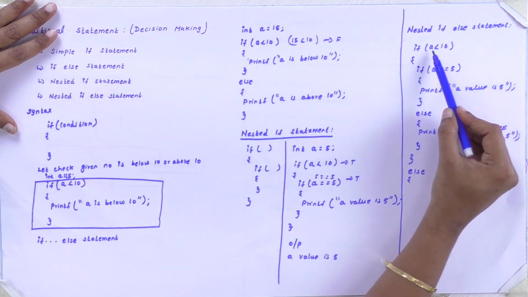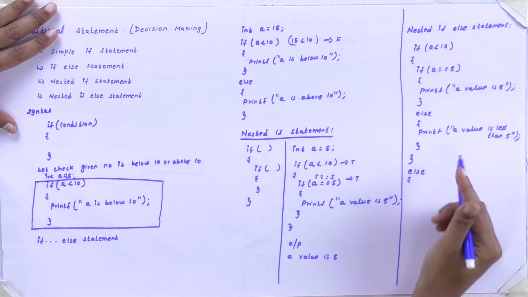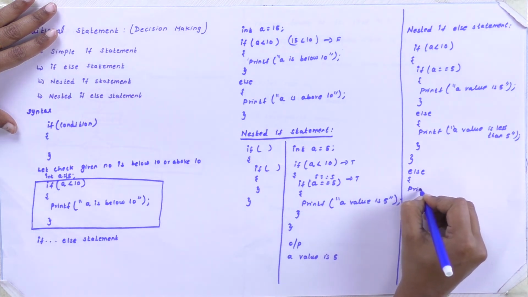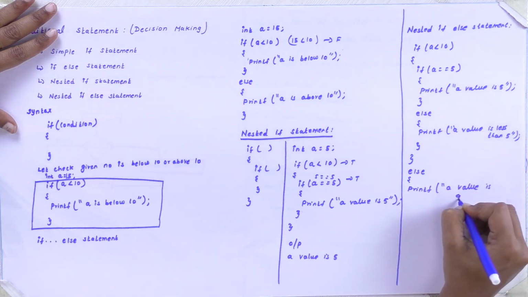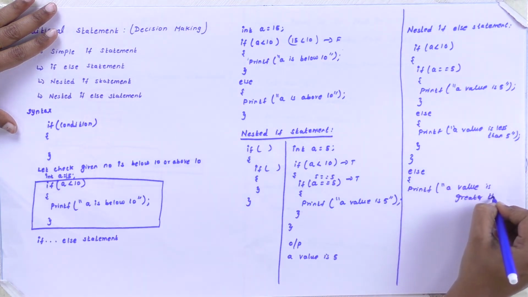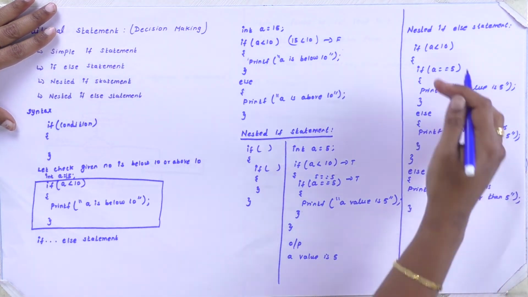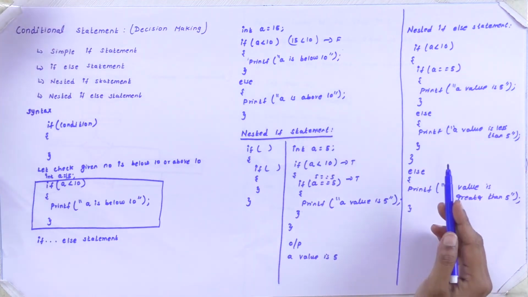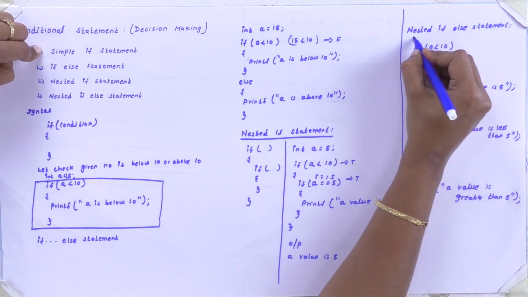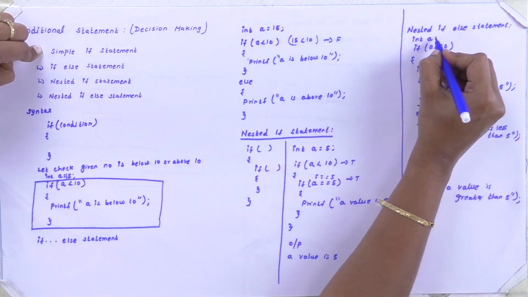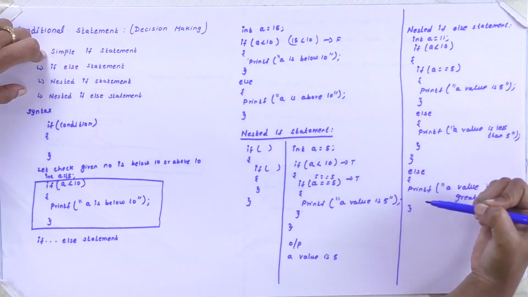So here, if a value is less than 10, it will print the statement. Otherwise, I am going to print the statement a value is greater than 5. The if condition is mainly used to control the flow of execution of the statements. So here I am using a nested if-else statement. Let's see this. I am going to take int a equal to 11 and see how the flow of execution will be.